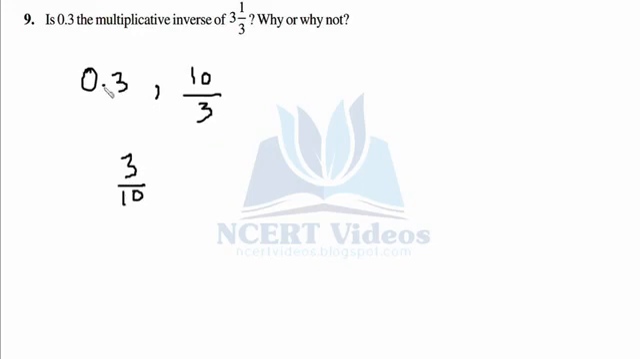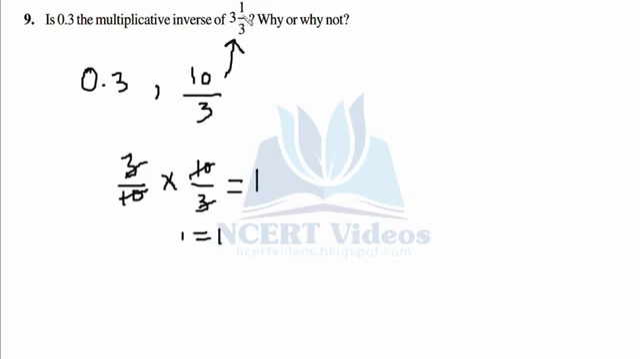We write the number 1 at the denominator in place of the decimal, followed by zeros equal to the number of digits. Here only 1, so we will write 10. When we multiply it with 10 over 3, it should give us 1 in order to make this number the multiplicative inverse of this number. Yes, in this case, it is easily visible. 3 gets cancelled with 3, 10 with 10. So 1 equals 1. So it is true that 0.3 is the multiplicative inverse of 10 over 3, or 3 and 1 over 3 when written in mixed fractions.